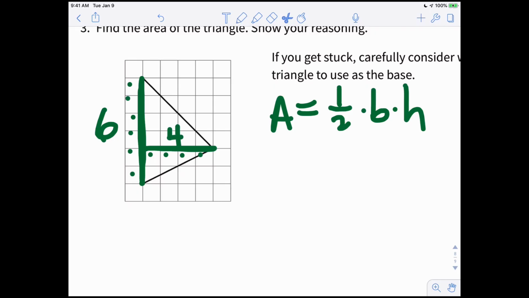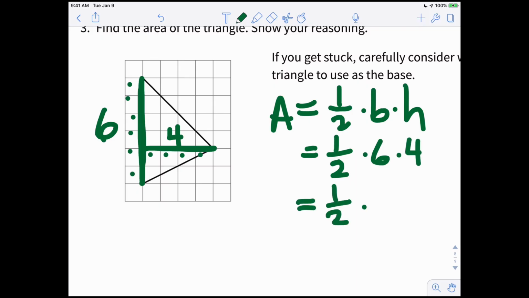Isn't that weird to say that the base is this thing on the side and the height is going across instead of going up and down? It's kind of a tricky use of the math language. So then we have 1/2 times 6 times 4, which is going to be 1/2 of 24, which is 12 square units.